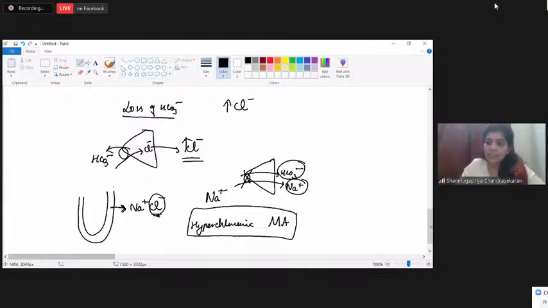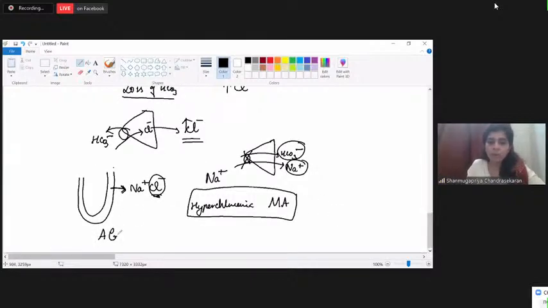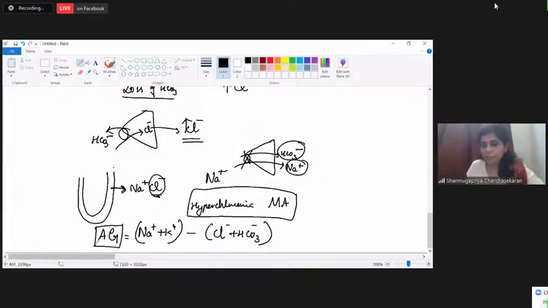Okay. In that case, what happens to anion gap? What is the formula for anion gap? I told you, anion gap is equal to sodium plus potassium minus chloride and bicarbonate. Yeah, and in hyperchloremic metabolic acidosis, the decrease in bicarbonate is compensated by a chloride. You understand this? The decrease in bicarbonate is compensated by an increase in chloride. So what happens to anion gap? There is no change in anion gap. So anion gap will be normal.